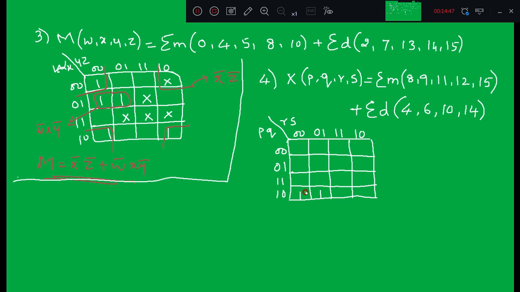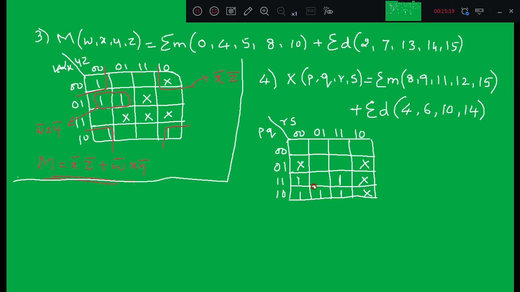This is 8, this is 9, 10 and 11, 12 is here, and 13, 14, 15, right? So these are the 5 minterms. And the don't cares: this is 4, 5, 6, then 10, 8, 9, 10, then 14. Where is 14? 14 is here, right?